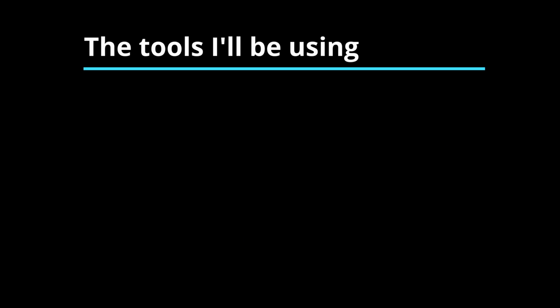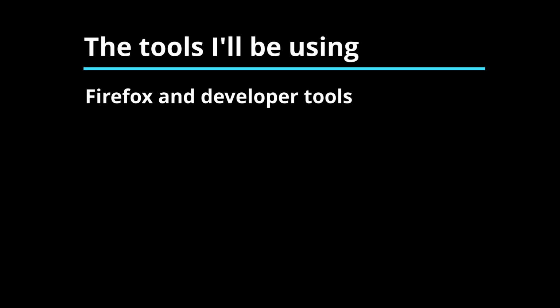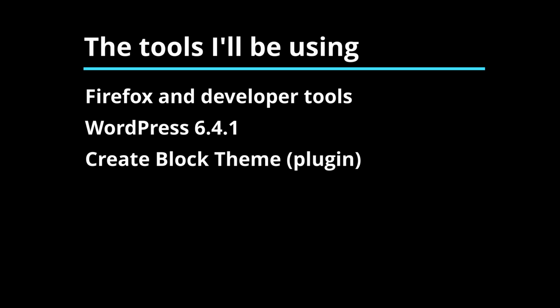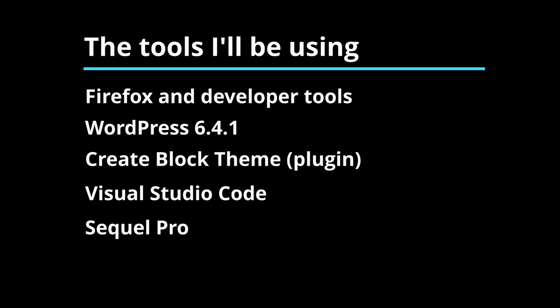I just want to explain some of the tools and the versions of those tools I'll be using at the time of recording this video. I'll be using Firefox with the built-in developer tools. I'll also be using WordPress 6.4.1. I'll also be installing the Create Block Theme plugin. I'll be using VS Code for editing code and also using the built-in terminal. I'll be using SQL Pro for reading and editing the database, and I'll be utilizing WP CLI for various tasks.